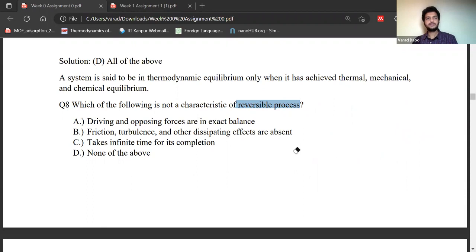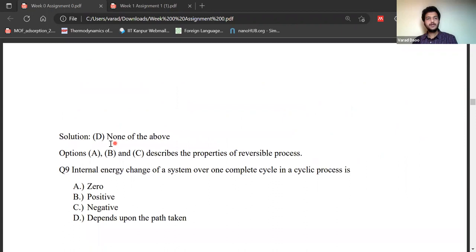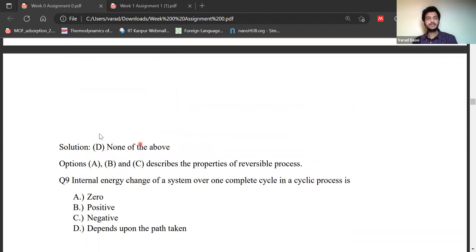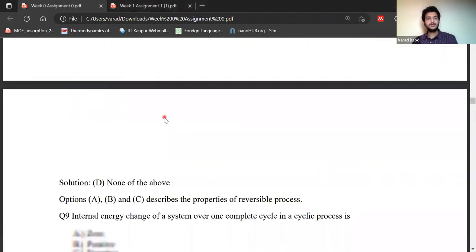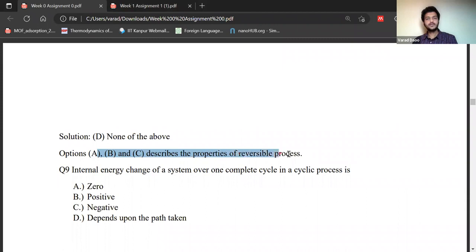Anybody has any question? We'll wait for 1 minute. So the correct answer is none of the above. All A, B, C describe the properties of a reversible process.